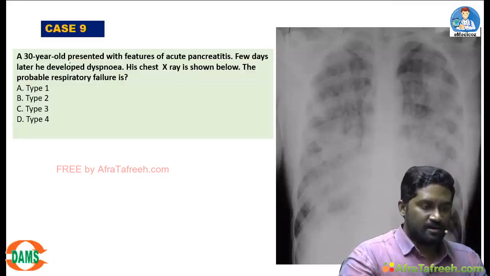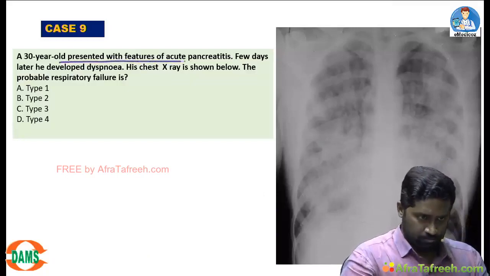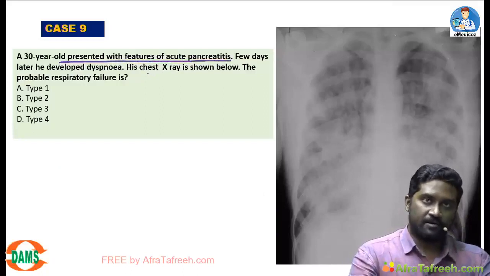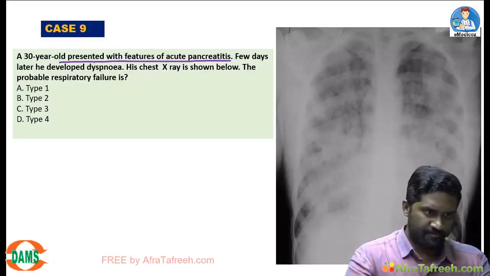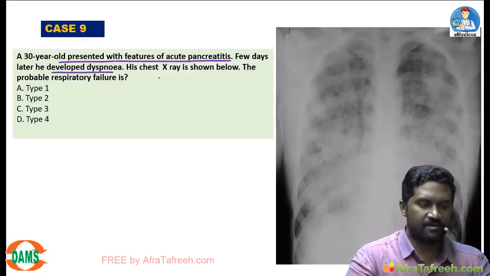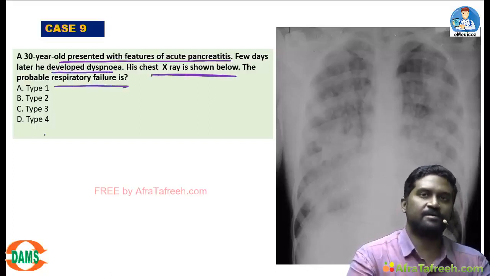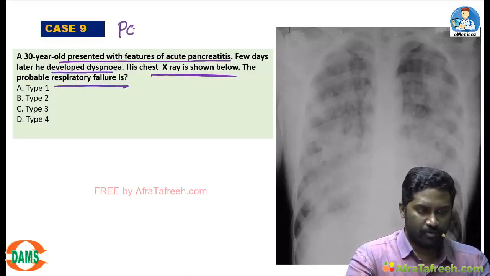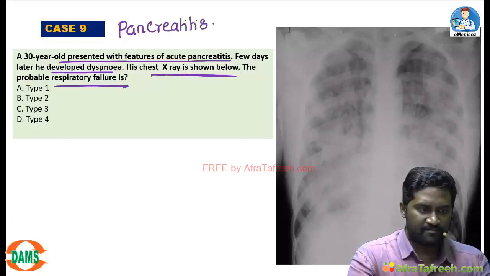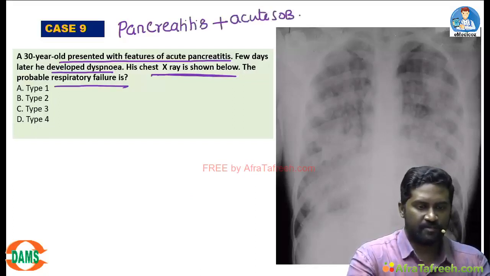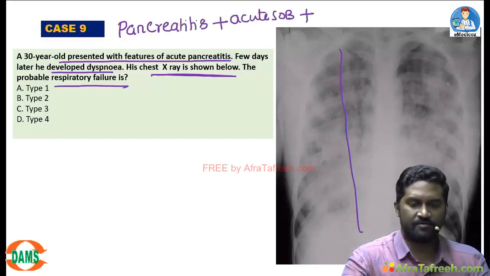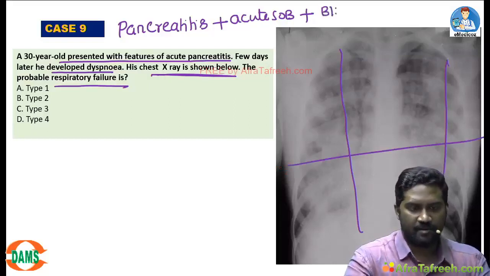A 30-year-old patient presented with features of acute pancreatitis. A few days later, he developed dyspnea. His chest X-ray is shown below. The probable respiratory failure is? How to approach? In this question, there is pancreatitis, within a few days acute shortness of breath, and on the chest X-ray you notice bilateral diffuse pulmonary infiltrates.